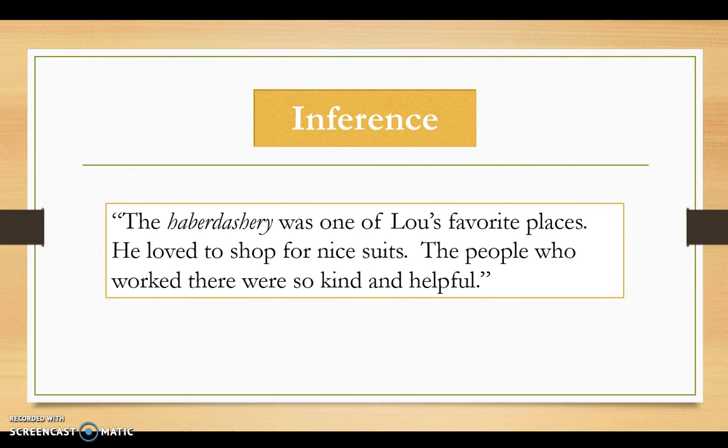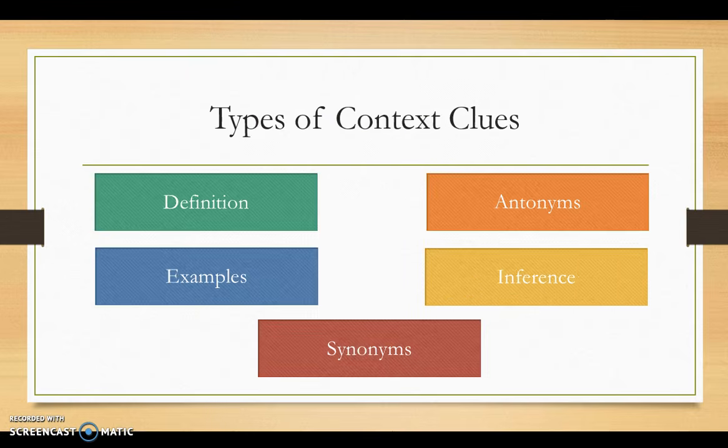We know it's a place, and that they must sell suits. We also know that there are people who provide customer service there. So we can infer that a haberdashery must be a place to buy suits. We're not too far off. Those are the 5 basic types of context clues.